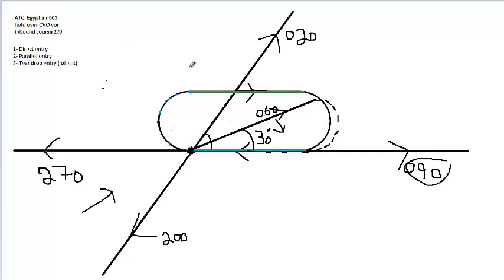Let's revise. Let's just summarize all of what we did in this part. Let me clean it up.